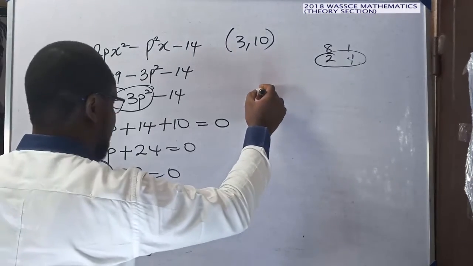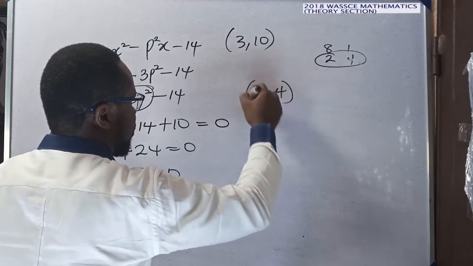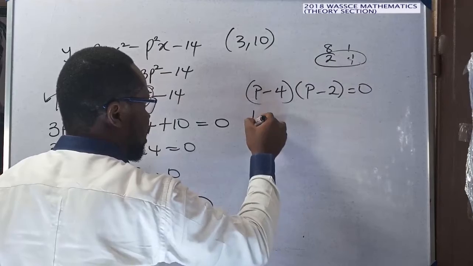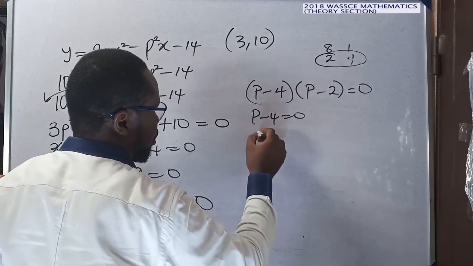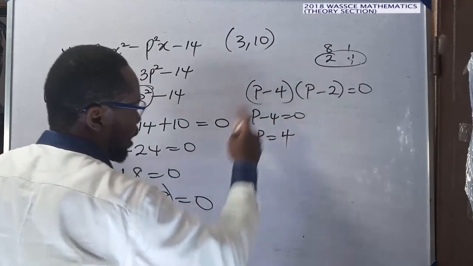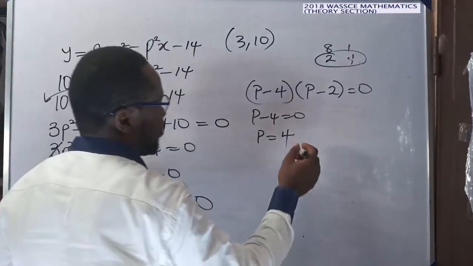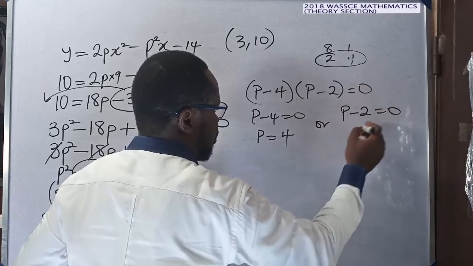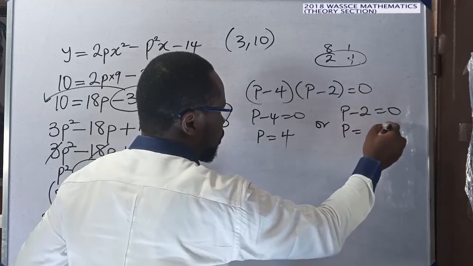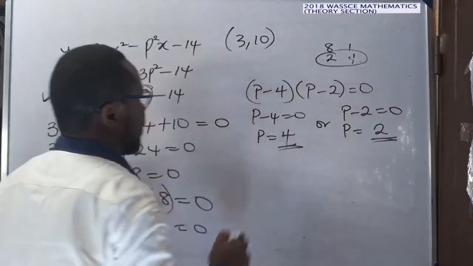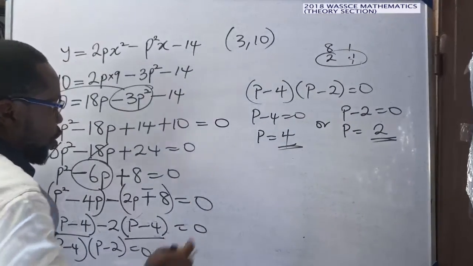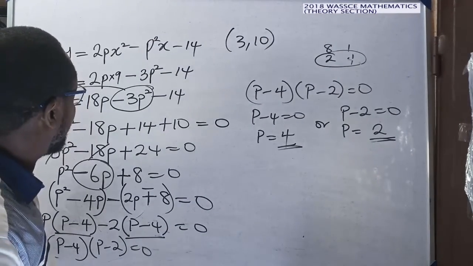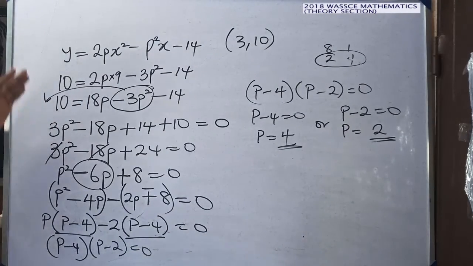So I can simply say p minus 4, p minus 2 is equals to 0, meaning that p minus 4 is equal to 0, meaning that p is equals to 4. That is transferring negative 4 to this other side, it becomes positive. Or we have p minus 2 is equal to 0, meaning that p is equals to 2, meaning that our value of p is either 4 or 2. The value of p in that expression is either 4 or 2.